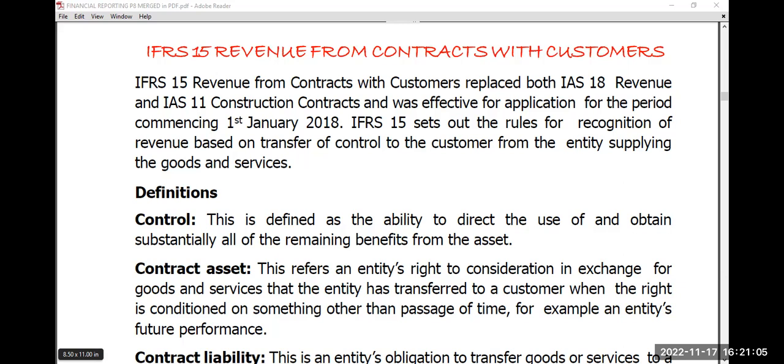Then finally, we shall look at how we are going to account for these contract costs. What are some of the costs that we are going to be capitalizing, and what are those that we are going to be expensing as far as the standard is concerned? So basically, that's what you should expect. By the end of this video, you will be able to learn and answer some of the queries that may arise as far as IFRS 15 revenues from contracts with the customers is concerned.